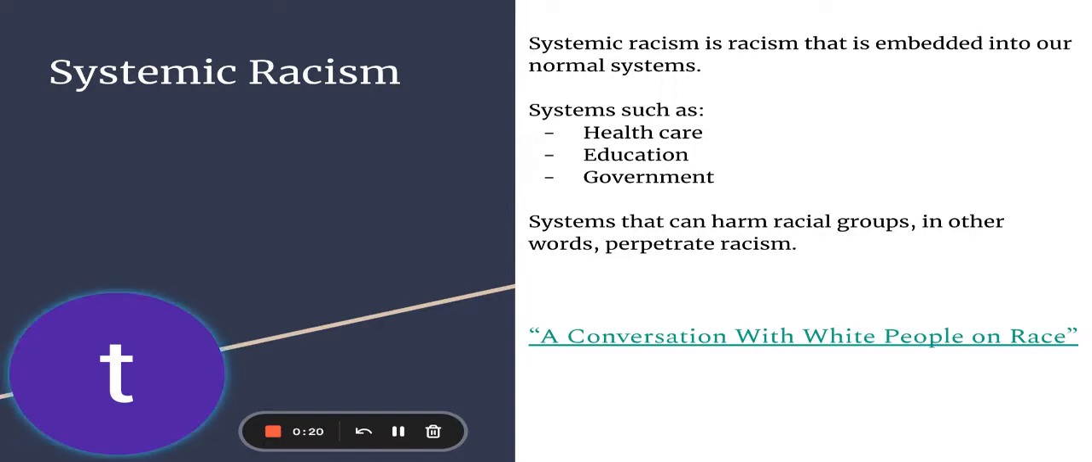Our world is almost entirely based on race. Systemic racism is racism that is embedded in the system of our society. It can include things like unequal health care, police brutality, housing insecurity, and racial wealth gap. Systems that can harm racial groups, in other words, perpetrate racism.